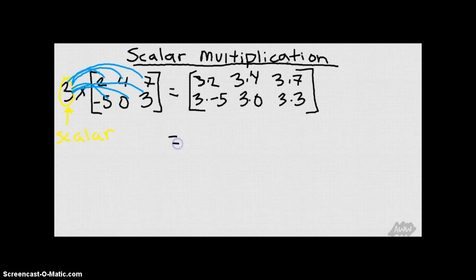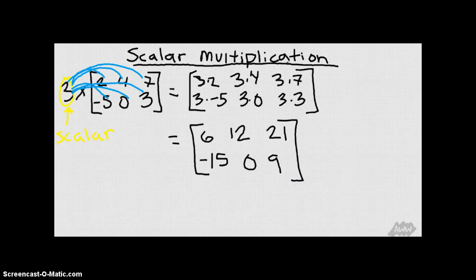And then if we multiply that out, we get 6, 12, 21, -15. Remember, a positive number times a negative number is a negative number. 3 times 0 is 0, and 3 times 3 is 9. So there we have it. That's how we would take a scalar and distribute it into a matrix.